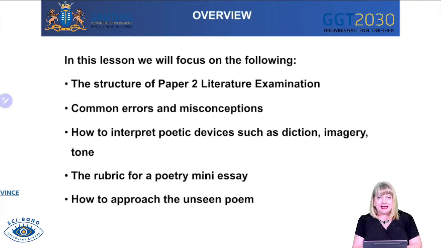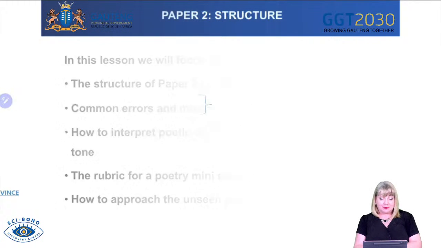And if we've got time, which I'm sure we will, we're going to also have a look at approaching the unseen poem, because as I'm sure you know, every paper 2 has got an unseen poem. It's always question 5, and that question is compulsory. So every single learner has to answer that poem, and there are quite a few ways of approaching the poem that will enable you to get a good mark there.